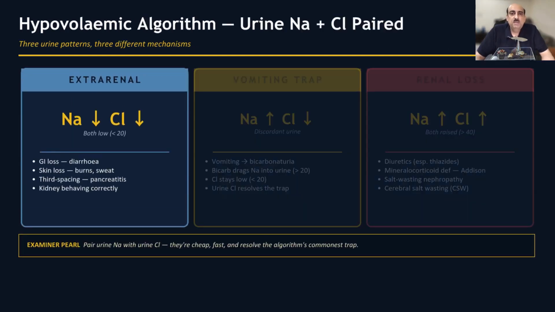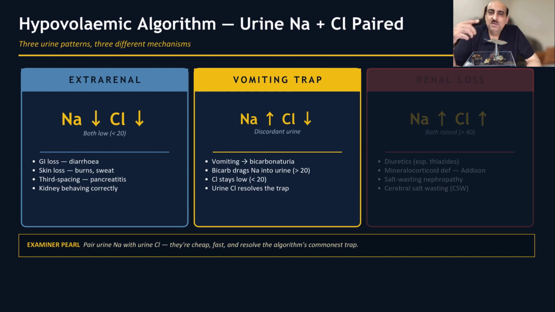Within the hypovolemic branch of true hyponatremia, urinary sodium and chloride, if read together, resolve the mechanism. In extrarenal losses, both sodium and chloride in the urine will be low, because the kidneys are trying to conserve. So the level will be less than 20 millimoles per liter. Examples include GI losses from diarrhea, cutaneous losses from burns and excessive sweating, and third space sequestration like acute pancreatitis.